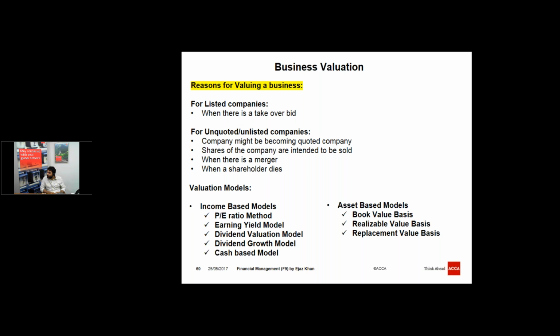Is this question counted for long questions or MCQs? It will be in section A or B of the syllabus.